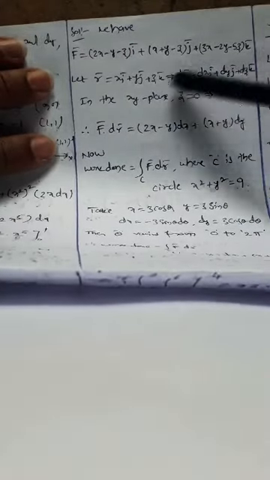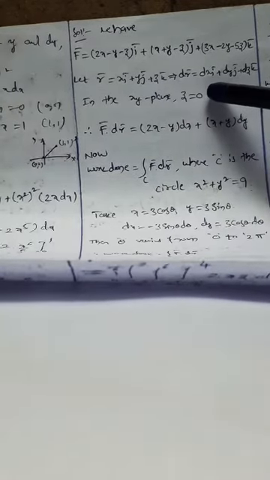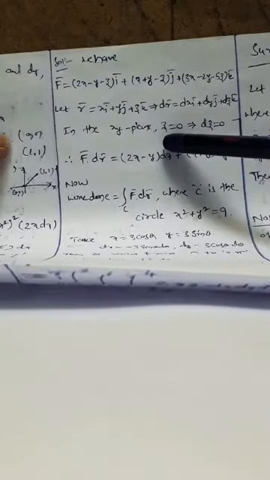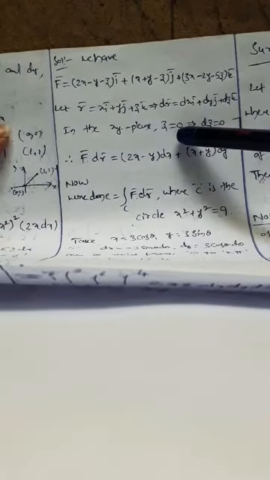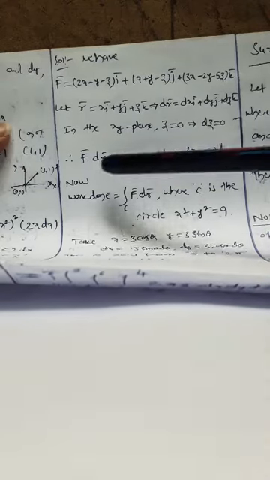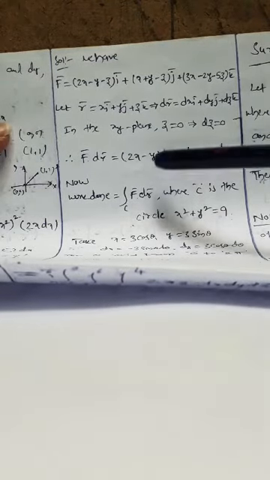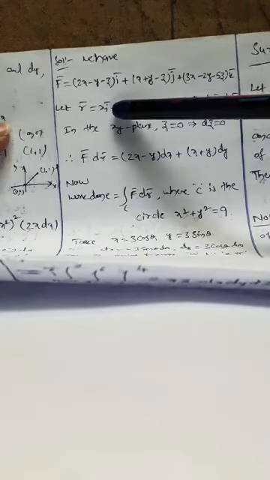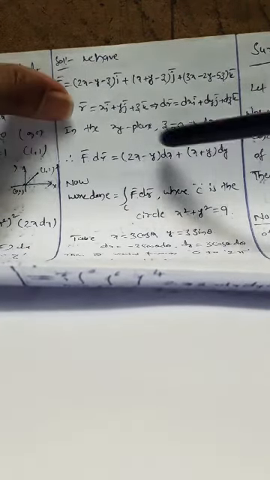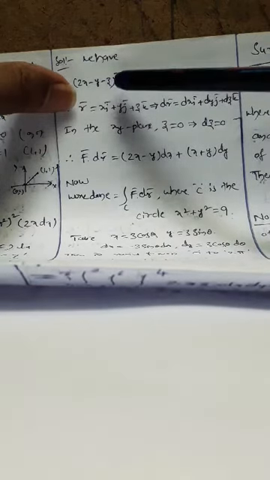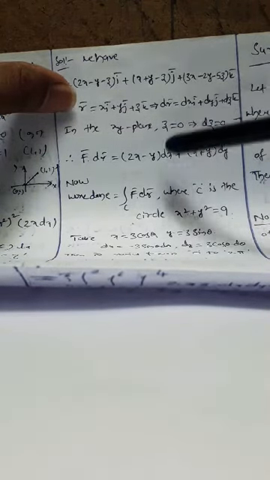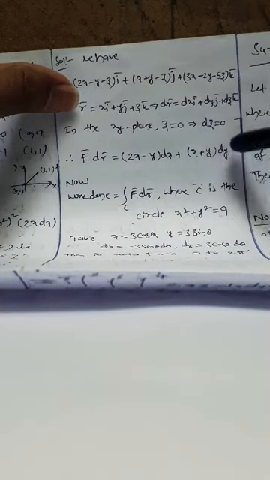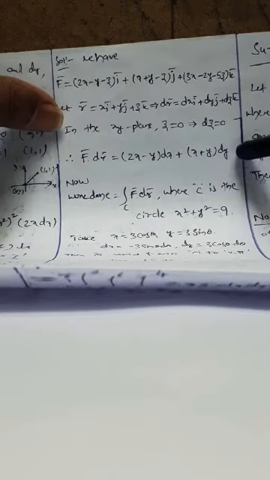F is given in terms of i, j, k. dr = dx i + dy j + dz k. Now in the xy plane, we know that the z coordinate is 0, so dz = 0. By doing F·dr, f1 dx + f2 dy, f1 is (2x − y) into dx, plus f2 is (x + y) into dy, plus dz = 0. So that term is 0.